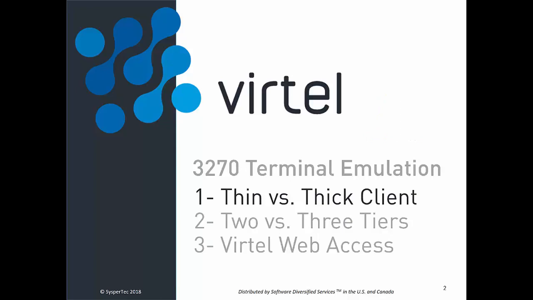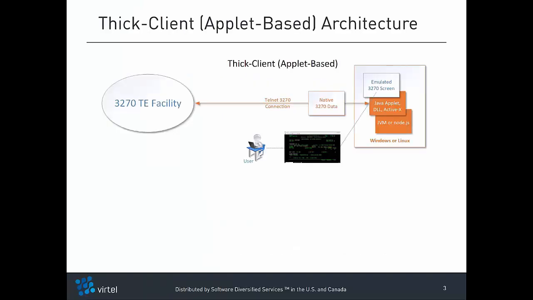In this segment, we will compare thin client versus thick client terminal emulators. Thick client terminal emulators exchange 3270 data with client devices through Telnet 3270 connections. On the client devices, applets, typically Java applets, convert the 3270 data into 3270 screens. The Java applets run in Java virtual machines, which themselves run under Windows or Linux. This is how thick client terminal emulators work.